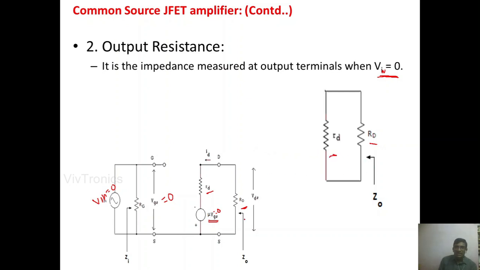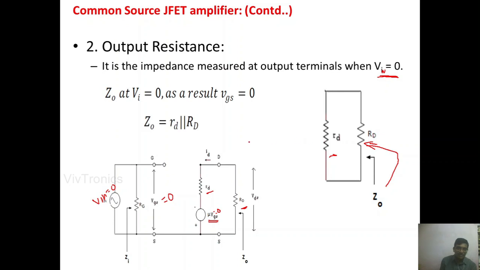Okay, so the output resistance is the resistance looking into the amplifier from the output side. If you look from the output side, we have only two components here, rd in parallel with RD. Therefore, the output impedance of the CS JFET amplifier is equal to small rd parallel with the capital RD. Okay, so this is how we have to calculate the output resistance.